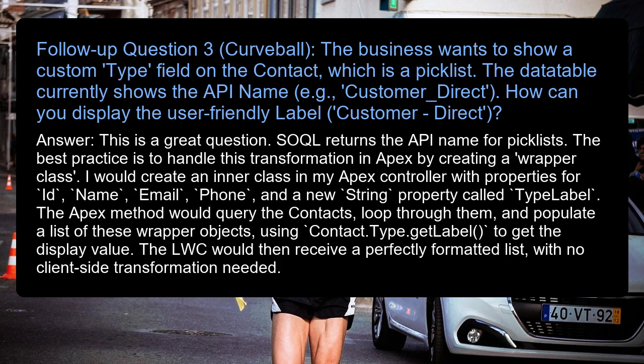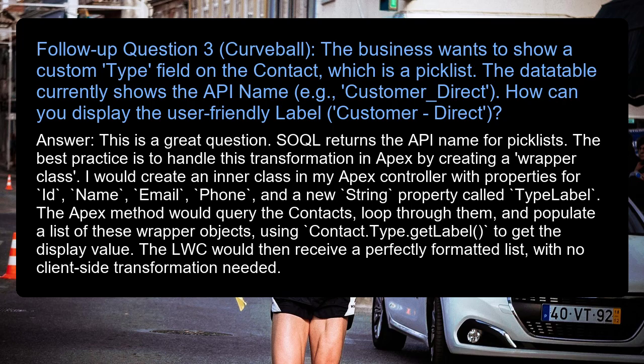Follow-up question 3, curveball: the business wants to show a custom Type field on the contact, which is a picklist. The data table currently shows the API name, for example Customer_Direct. How can you display the user-friendly label, Customer - Direct? Answer: this is a great question. SOQL returns the API name for picklists.